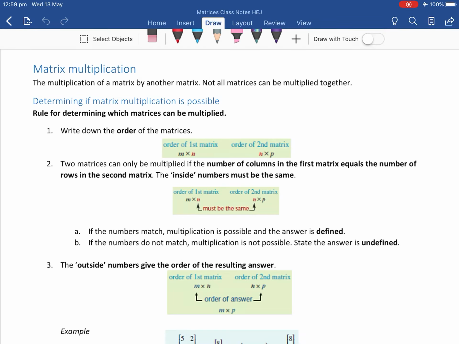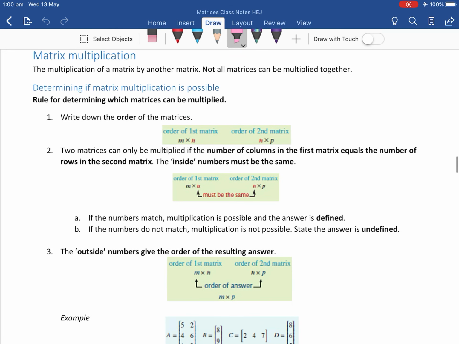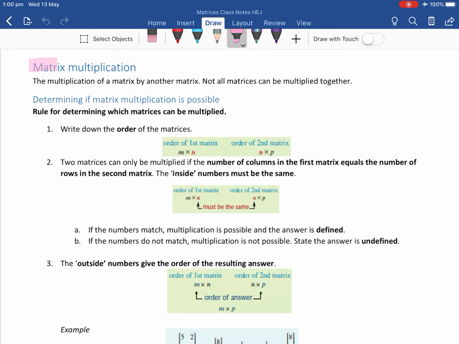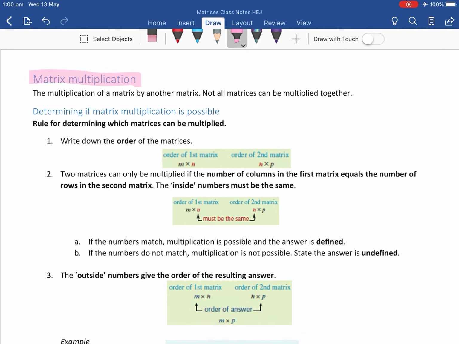Okay, so today we're looking at matrix multiplication. It is a bigger chapter than what you're used to for matrices, so make sure you pay attention and write your notes in your book, but yes, we'll be highlighting our way through. So, matrix multiplication is when you multiply a matrix by another matrix. Now, it's important to note that not all matrices can be multiplied together.